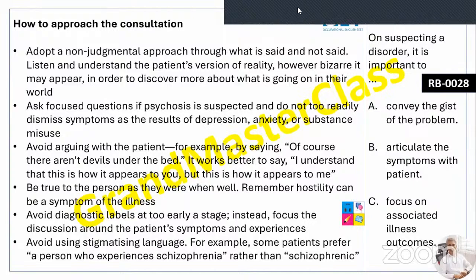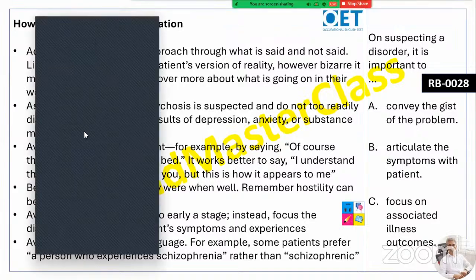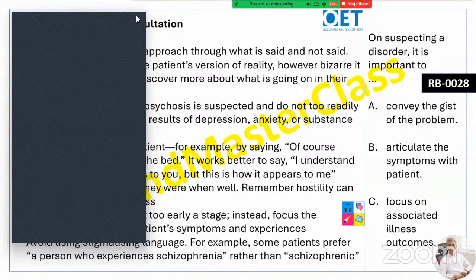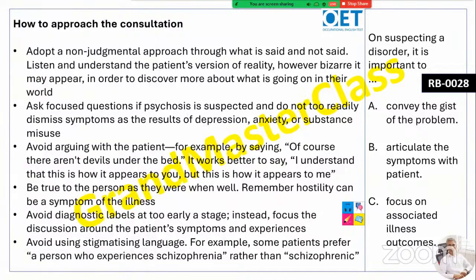Next one is Sophie. Sophie, can you give me your reason why you gave B as the right answer? This paragraph mainly focuses on the symptoms. That's why I chose B. Yes, this paragraph is focusing mainly on the symptoms, so that is the reason you said B. Okay, fine, right.